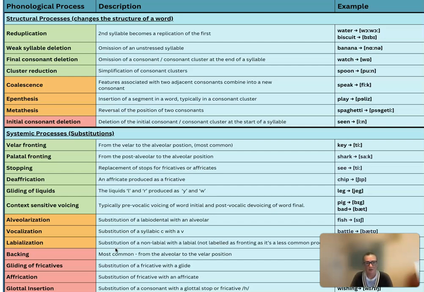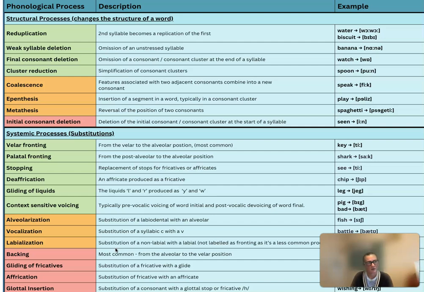On a word like guitar, it would be tar. So it's got rid of that unstressed syllable, and the whole syllable, including the vowel, has been omitted in weak syllable deletion. For final consonant deletion, it's just your consonant or your consonant cluster that's gone. So the final consonant or final consonant cluster at the end of a syllable has been deleted. In a word like watch, that would be wa. No vowels are deleted here; if a vowel was deleted, that would be a syllable deletion, but this is just a final consonant deletion of that final consonant ch.